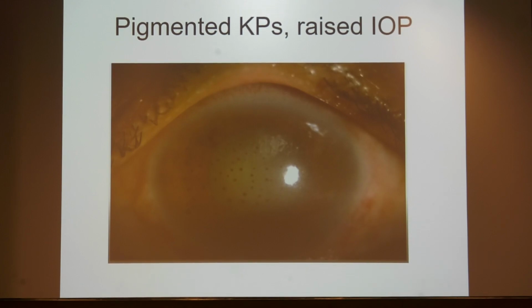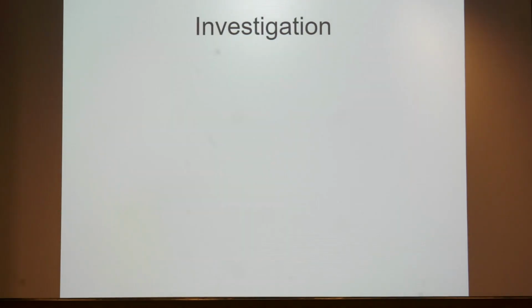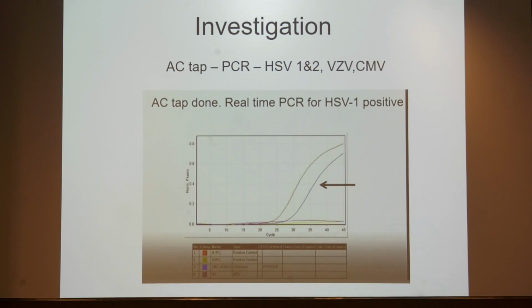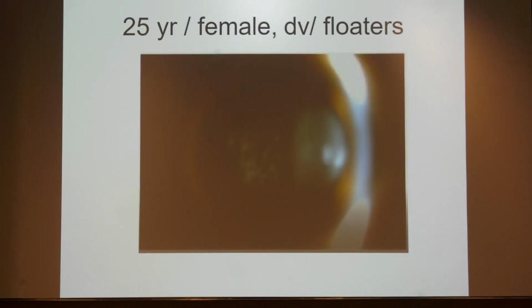Now, another patient with pigmented keratic precipitates, a steamy cornea, raised intraocular pressure, obviously the first differential diagnosis which should come to our mind is a viral anterior uveitis. And how would you approach this? I think we would need to do an AC tap and do a PCR for the viruses and try and figure out what is the etiology. This patient tested positive for HSV1.